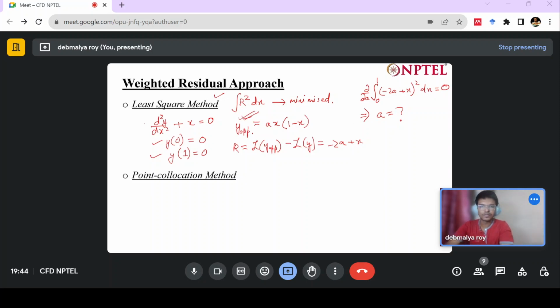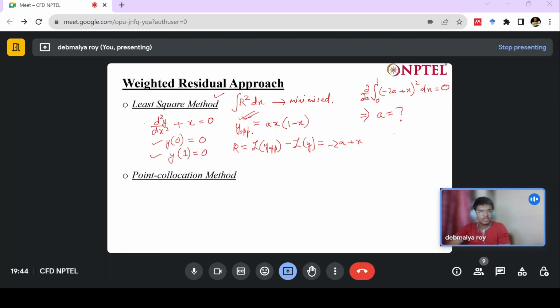Okay. Is the method clear to you? If there is any doubt, please ask. And we will also do some example problems after going through each method.